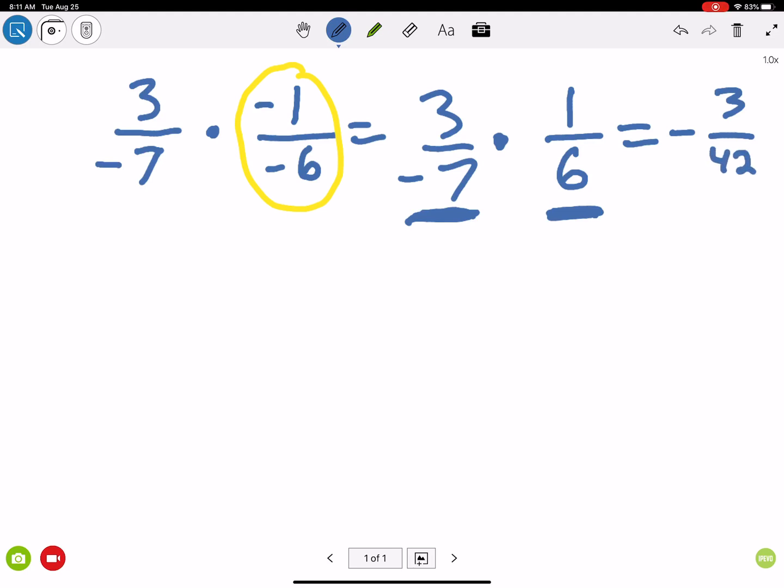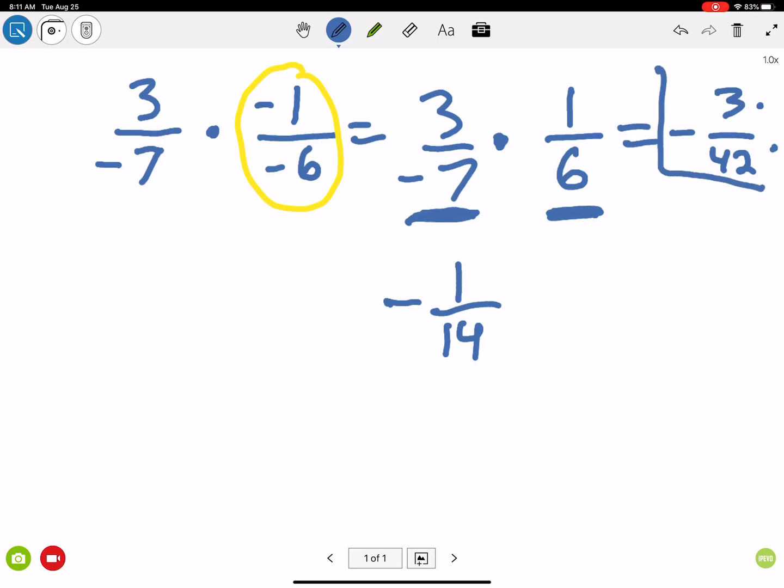42. Now this can actually be reduced. If you would like to reduce it, great. What happens when I reduce this? I get negative 1 over 14, okay? Because I can reduce both of these numbers by 3. 3 divided by 3 is 1. 42 divided by 3 is 14.